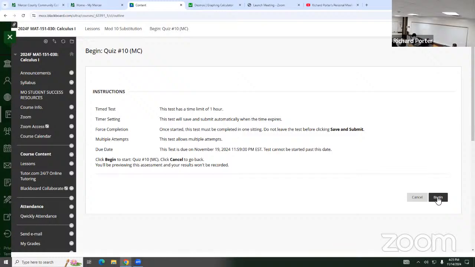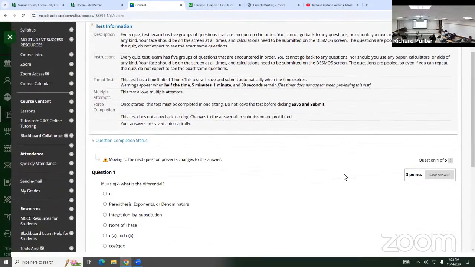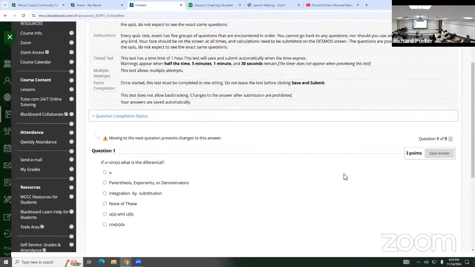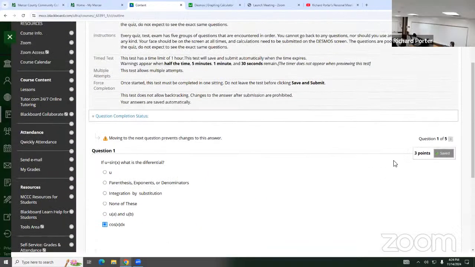All right, let's take a look at this, but I'm not going to do anything until quiz 10 is done. If u equals the sine of x, we just had this, u equals the sine of x. What is the differential? Cosine x dx. Don't forget the dx, because if that were a verbal problem and you just said cosine, you'd lose points for not saying the dx. All right, fine. Do we know the other ones?